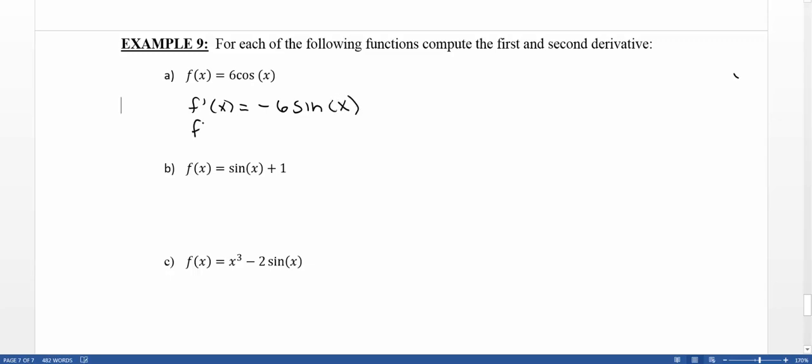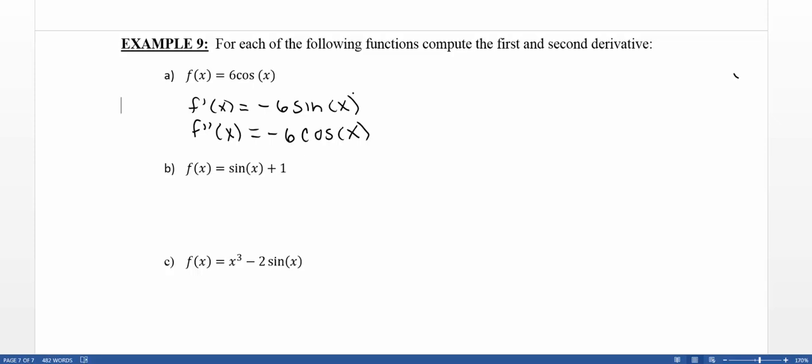The second derivative is going to be the derivative of negative 6 sine x. So that means we're going to have negative 6 times the derivative of sine. The derivative of sine is cosine. So again, the first derivative here is negative 6 sine x, and the second derivative is negative 6 cosine x. If we were to keep going, we would get another sine, another cosine, and then another sine, another cosine, because these are cyclical, and what would change is whether or not we had a positive or negative in front.